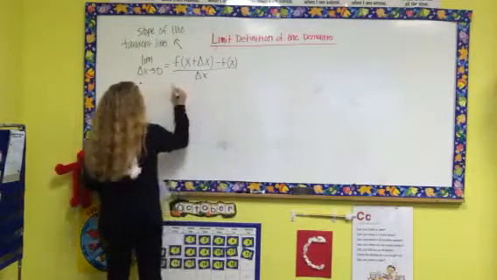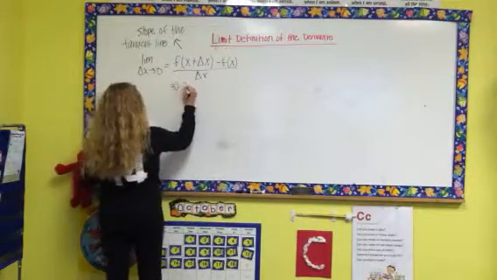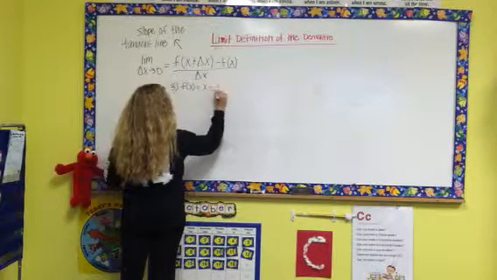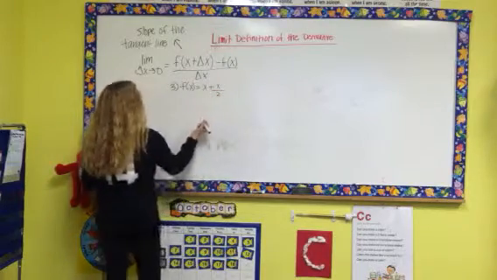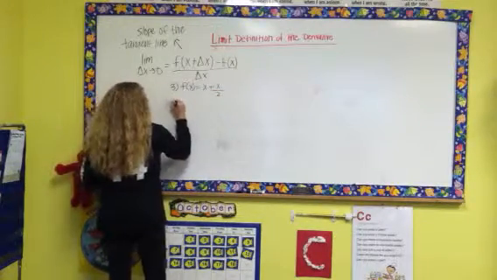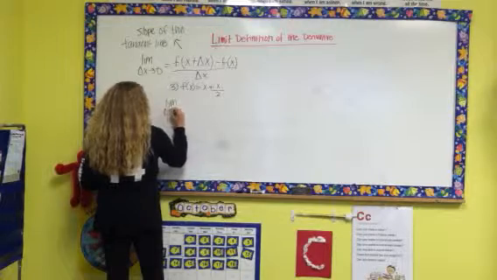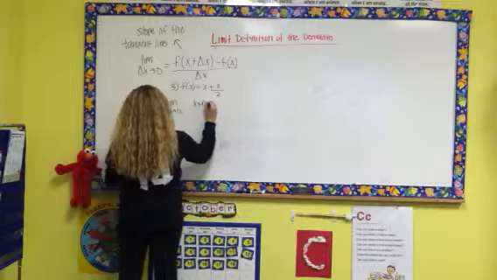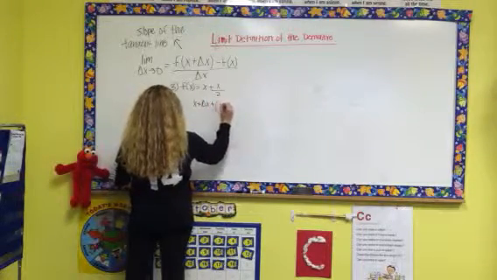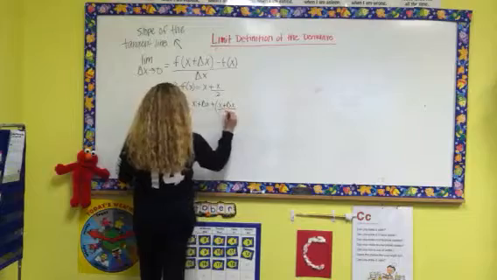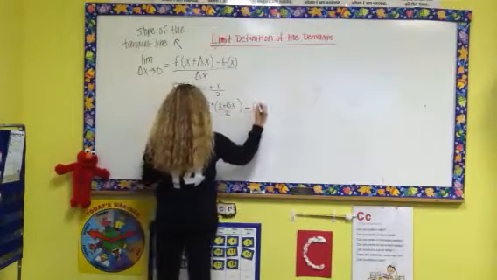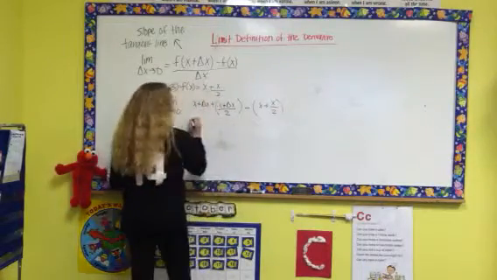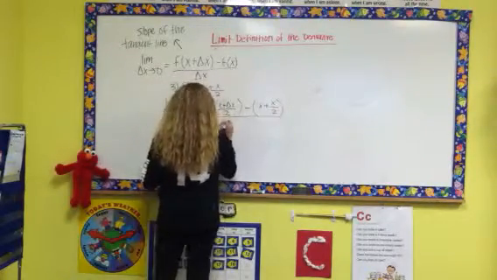Okay, number 3. f of x is equal to x plus x over 2. So we use our formula to get x plus delta x plus (x plus delta x) over 2 minus x plus x over 2 all over delta x.